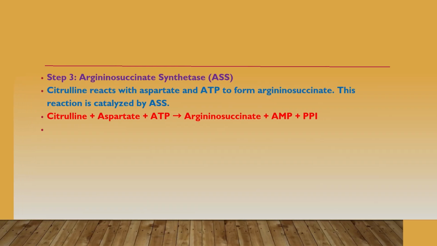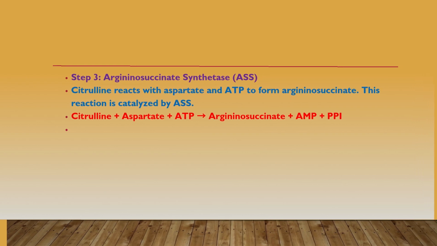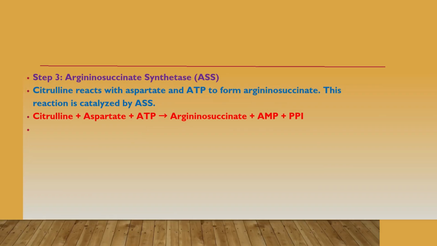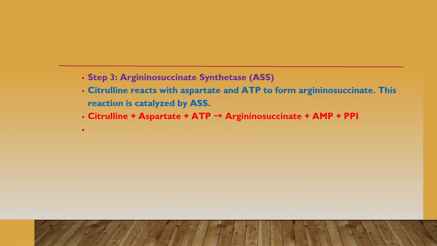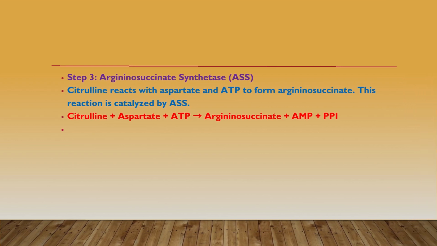Step 3. Argininosuccinate synthetase, ASS, is the enzyme. Citrulline reacts with aspartate and ATP to form argininosuccinate. This reaction is catalyzed by argininosuccinate synthetase. Citrulline plus aspartate plus ATP → argininosuccinate plus AMP plus PPi. Note that ATP is hydrolyzed to AMP and pyrophosphate, PPi. The pyrophosphate is later broken down to 2 inorganic phosphate, releasing more energy to make the reaction irreversible. Thus, the consequence is the loss of 2 phosphates, which is equivalent to losing 2 moles of ATP in regular reactions.